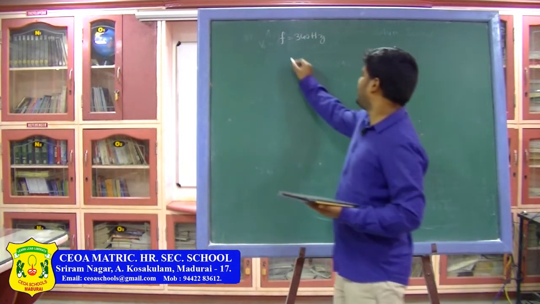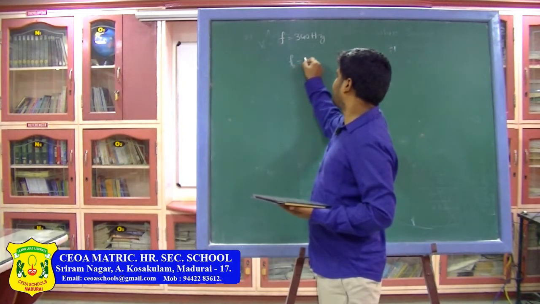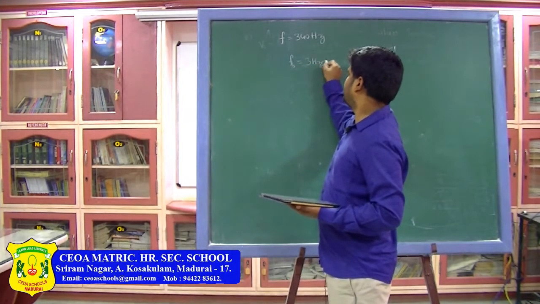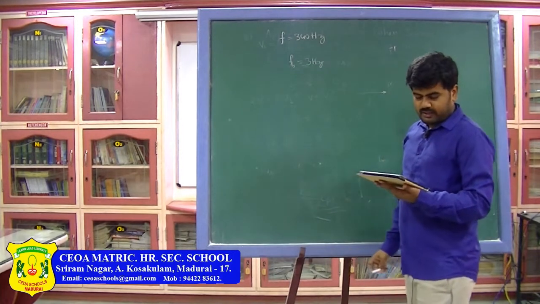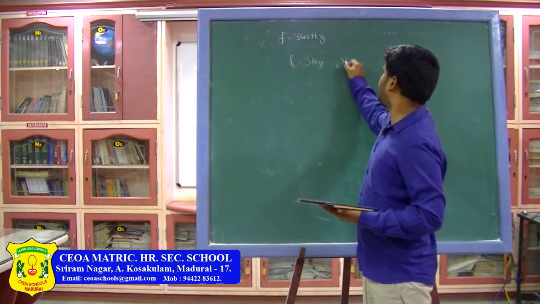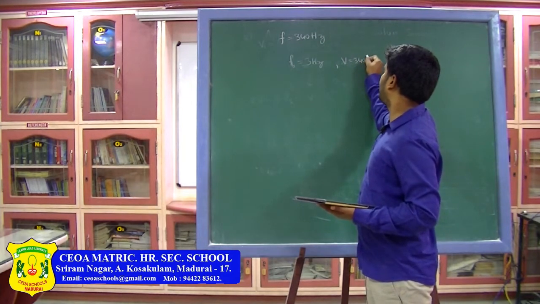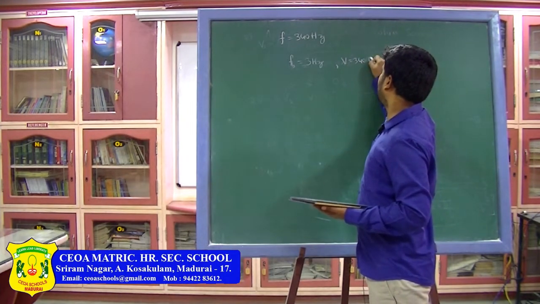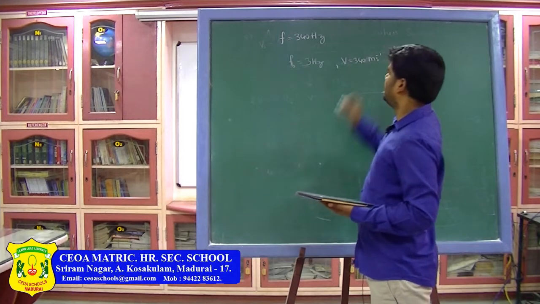So, here the beat frequency is given, that is 3 Hz. Find the speed of the tuning fork. Given that the speed of sound in air is 340 meter per second. This is the given value.